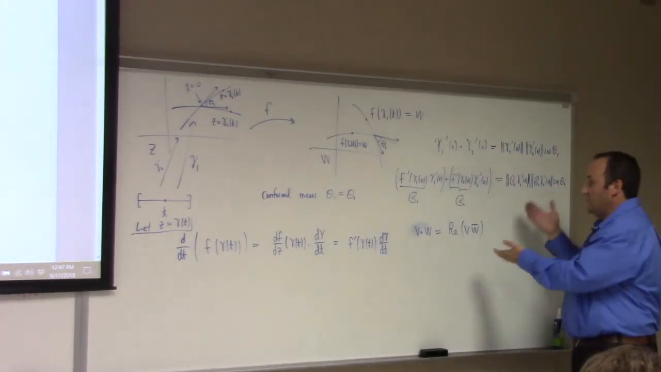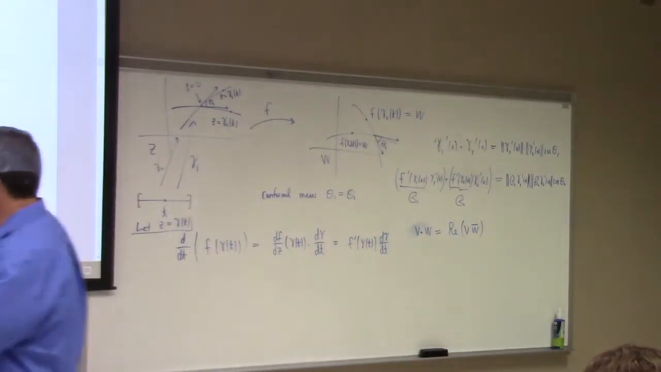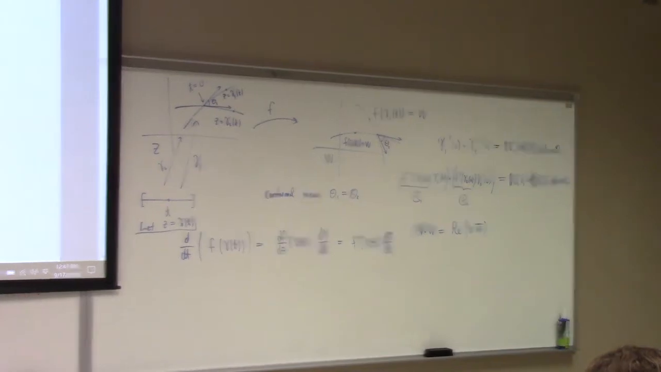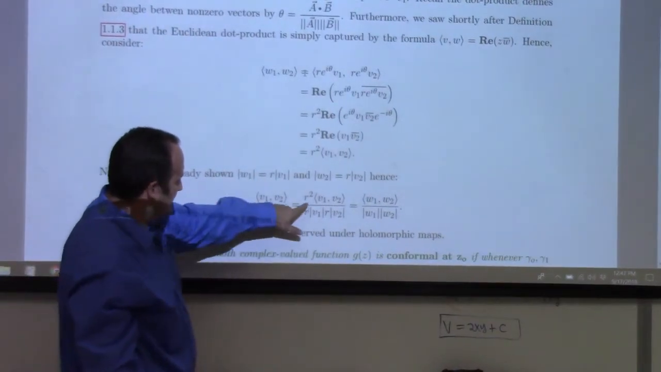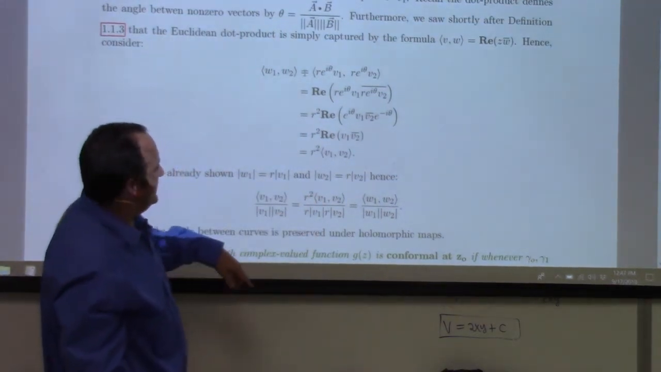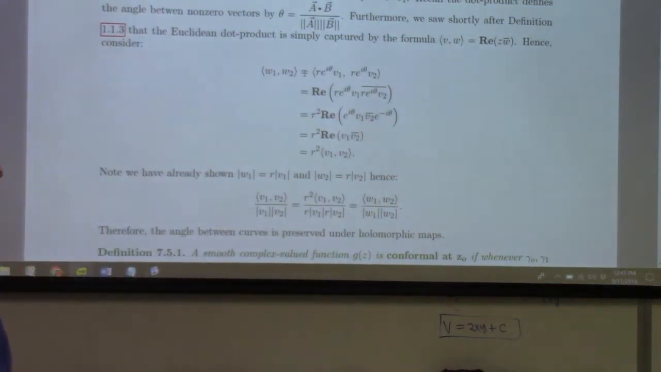But the formal proof is just that the cosine defining the ratio of the dot product of the lengths is the same before and after, because the length of the e to the i theta is just 1, so it doesn't change anything. And anyway, this is the proof.